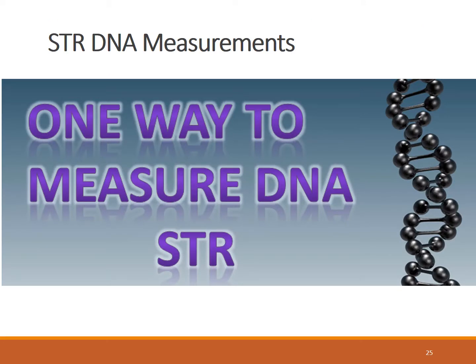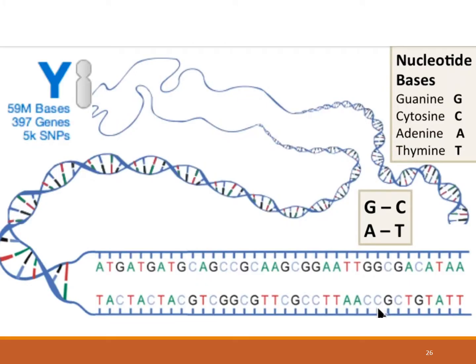So the question is, how do we measure these things called STRs? If you look at this cute little curlicue, it has all kinds of information. Upper right-hand corner, it gives you the names of the 4 chemicals involved that we're measuring. The upper left-hand corner talks about how much there is: 559 million bases, 397 genes, 5,000 SNPs. And in the box to the lower right, you can see it says G equals C, A joins to T. Those are the normal combinations.